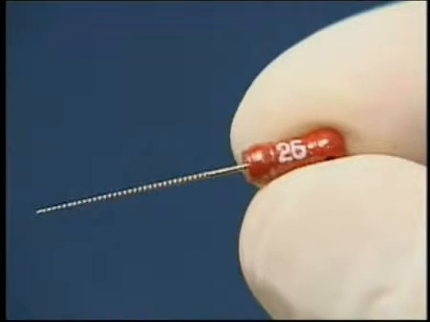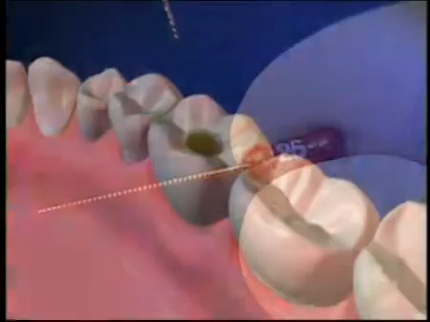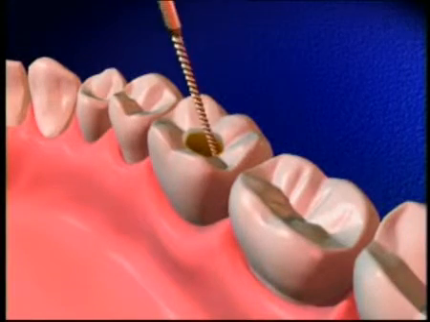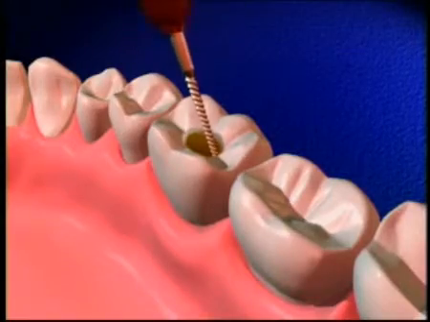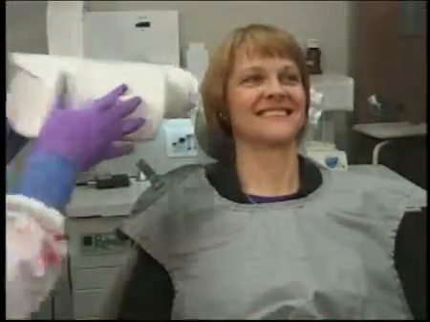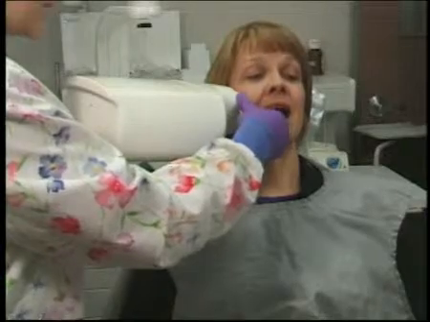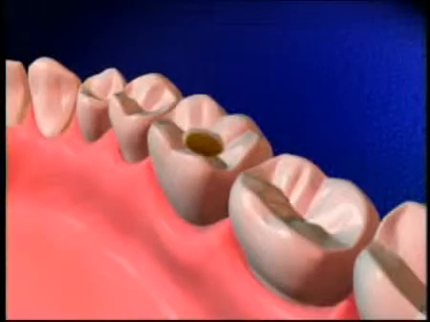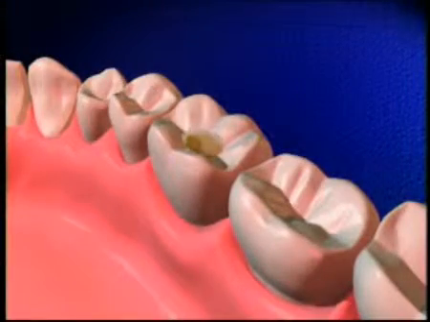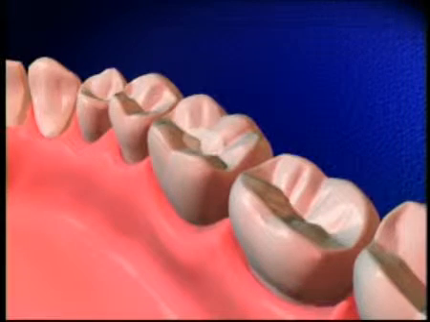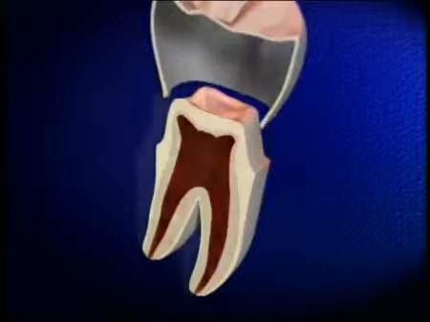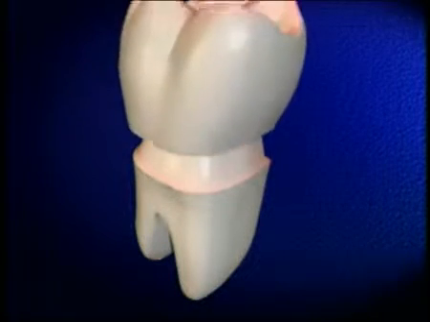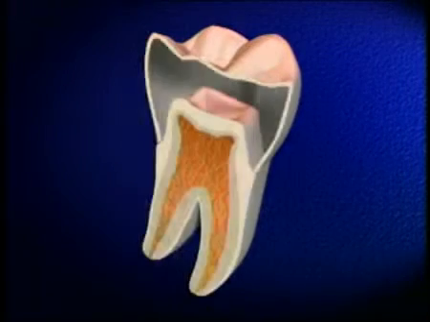This is a dental file. We use it to carefully clean out the infected tissue and shape the canals to receive the filling material. We take X-rays to make sure that all of the infected pulp is removed. After placing the filling material, we then simply place a filling in the hole in the crown. In other cases, we need to remove the crown to properly perform the root canal. We then seat a new crown on the newly root canaled tooth.